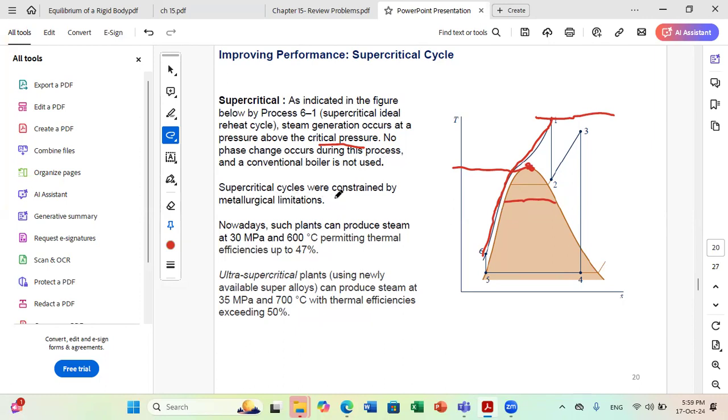Supercritical cycles were constrained by metallurgical limitations, but nowadays, because of technological advancements, such plants can produce steam at pressure up to 30 megapascal and temperature up to 600 degrees, which resulted in really high efficiencies. If you compare efficiencies, for the first cycle we started with efficiency around 30%. Then by introducing reheat, we reached values up to 40%. And now with metallurgical advancement, we were able to reach efficiencies up to 47%.